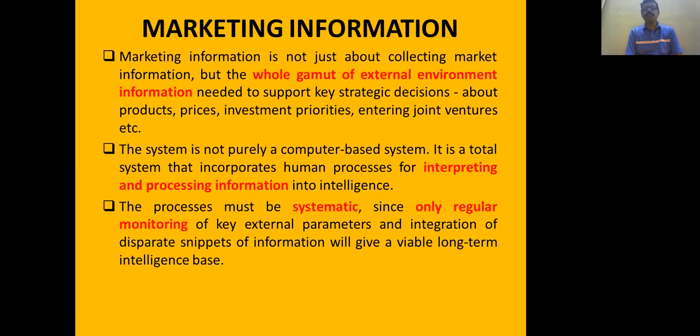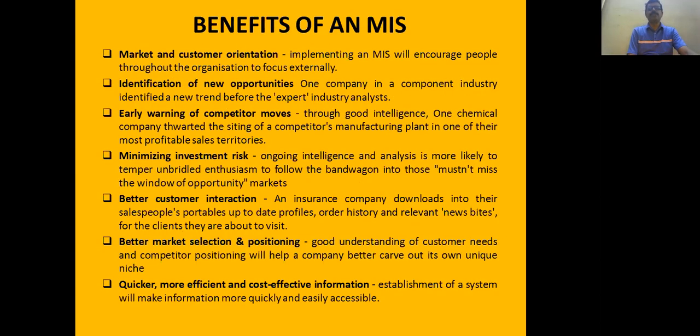Here the information processing is done in two steps. First, they will gather the information, they will analyze the information, and they will interpret the results based upon the information that is gathered and analyzed. Next, this information processing is systematic in nature. Systematic in the sense it requires regular monitoring, because the environment is not static, but dynamic, and it continuously changes.